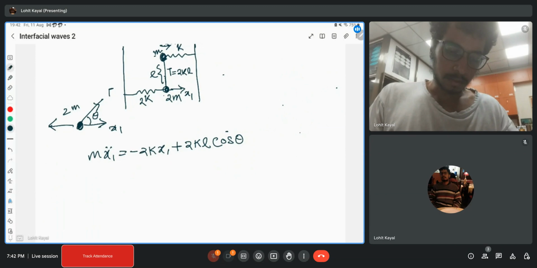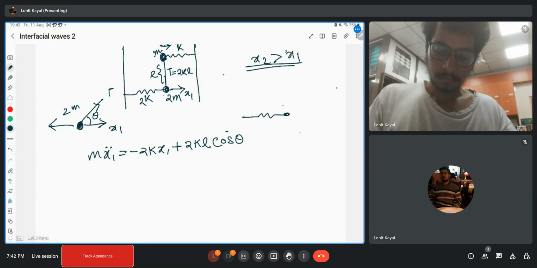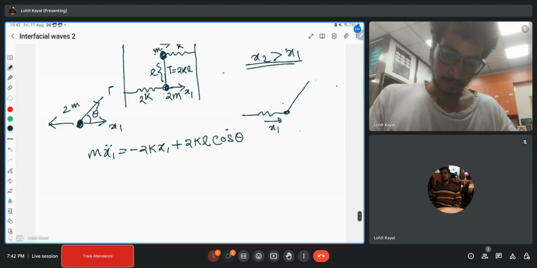Let's do the approximation like this. Suppose x2 is greater than x1. This is a straight string. It is stretched by an amount x1, because initially they are at the same horizontal position, and it is moved by amount x2. So this is your x2. This distance is obviously x2 minus x1, and that is my theta.